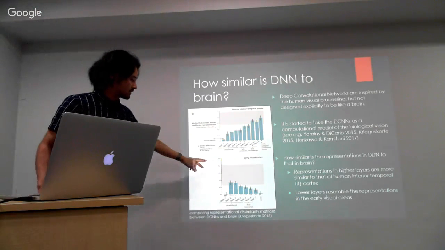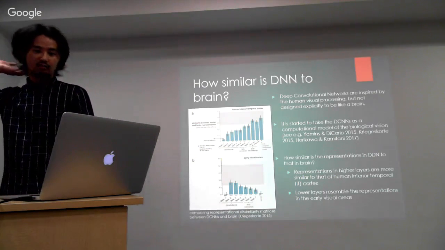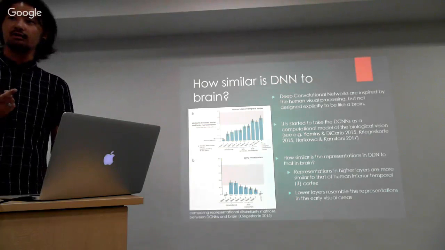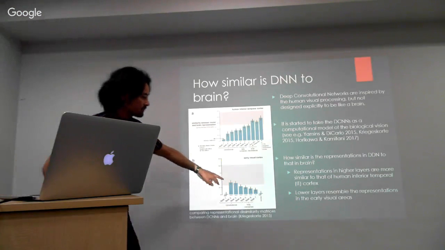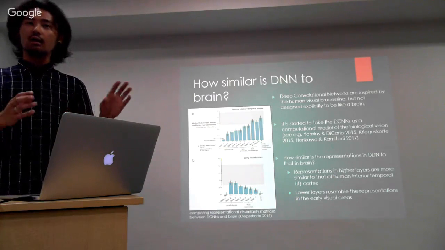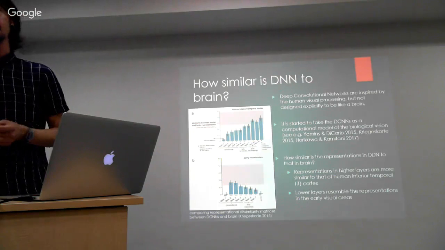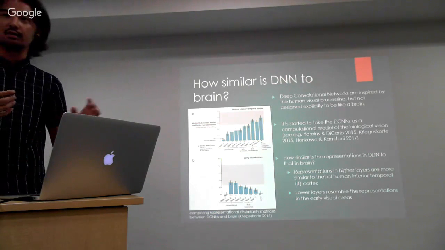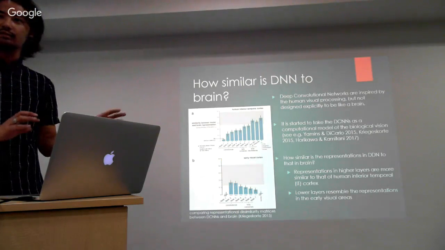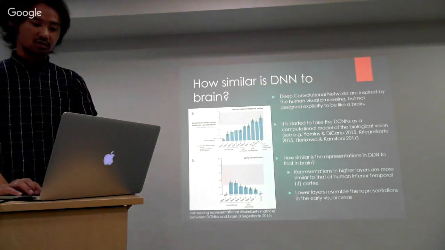But when you look at the early visual cortex, like V1, V2, it's more similar to the lower layers of the deep neural network. So structurally it's also interesting, because the deep neural network was not designed to mimic the actual human visual system, but somehow the two structures look really similar.